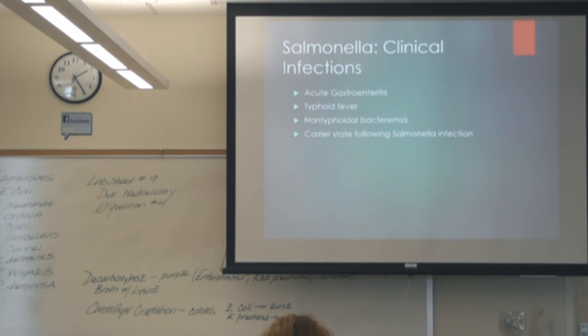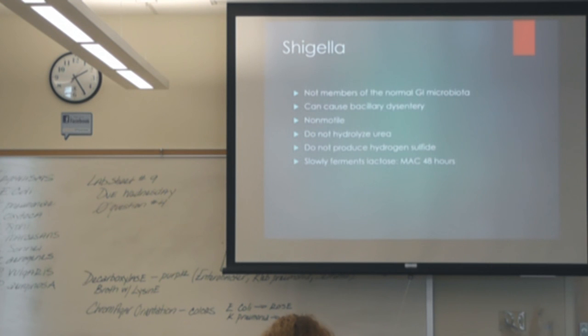Okay, let's talk about Shigella. Okay, not a member of the normal GI flora. Dysentery is associated with Shigella, so I'm talking about bloody diarrhea with Shigella. Very unpleasant. Non-motile, it is not going to produce hydrogen sulfide. It's a slow lactose fermenter. Usually on a MAC, it's going to take like 48 hours. Okay. And it doesn't use urease at all either, all right?